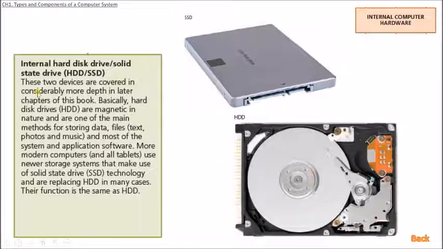These two devices are covered in considerably more depth in later chapters of this book, in chapter 3 especially. Basically, hard disk drives, HDD, are magnetic in nature and are one of the main methods of storing data, one of the old methods. Files like text, photos, and music, and most of the system and application software are stored in this hard disk.